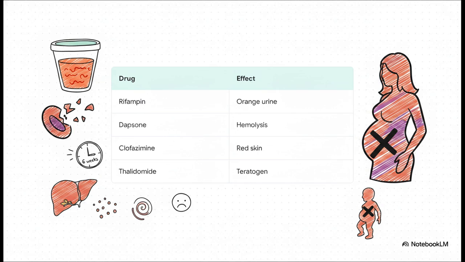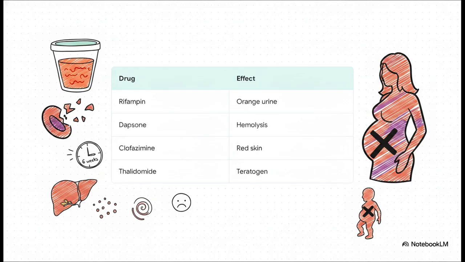Dapsone is incredibly high yield. It can cause hemolysis, so always check for G6PD deficiency. It can also trigger dapsone hypersensitivity syndrome, which is a potentially fatal mix of fever, rash, eosinophilia, and hepatitis that usually kicks in about 6 weeks into treatment. Clofazimine causes this psychologically distressing brick red or purple skin discoloration that can last for months or even years. Actually, it's the main reason patients end up refusing treatment.